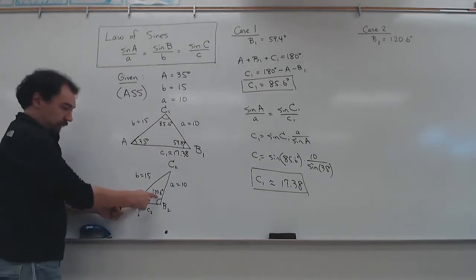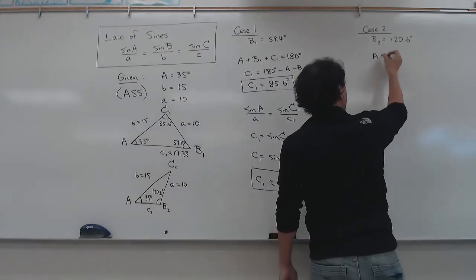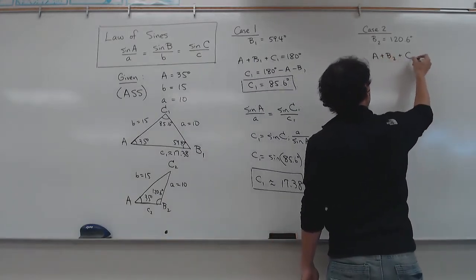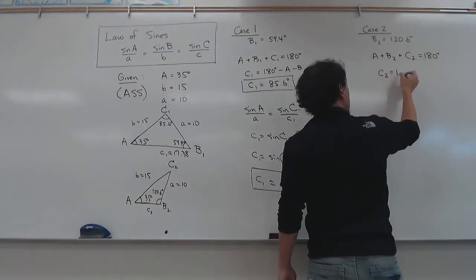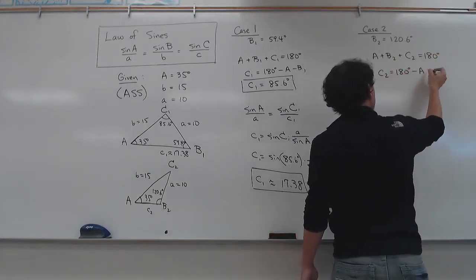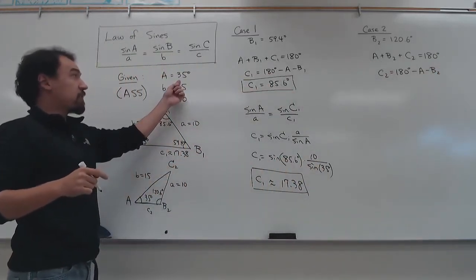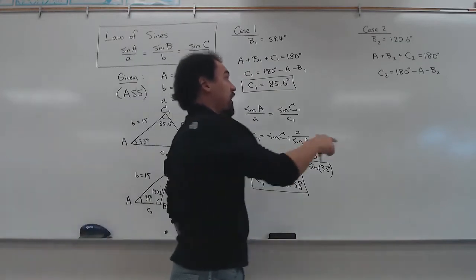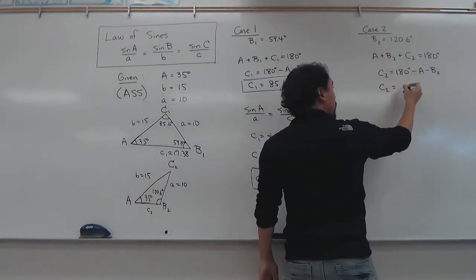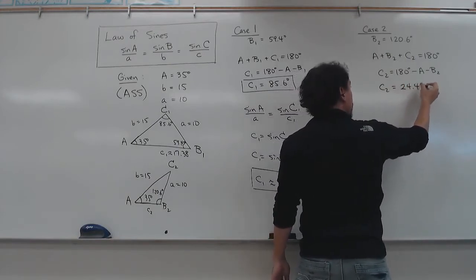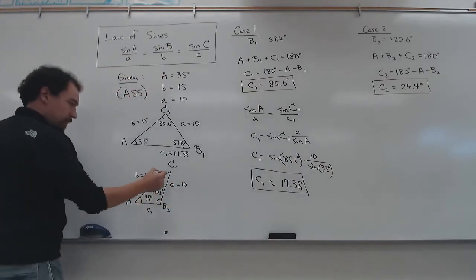Now for the other case, we're down here. We have two of the angles. We can find the third angle by the exact same logic. We'll say A plus B2 plus C2 is equal to 180 degrees, which means that C2 is equal to 180 degrees, subtract the other two angles. We already know angle A is 35 degrees. That's the part that stays the same. And then angle B2 is the one we have up there. If we put in the numbers, we end up with C2 is 24.4 degrees. That's up here.